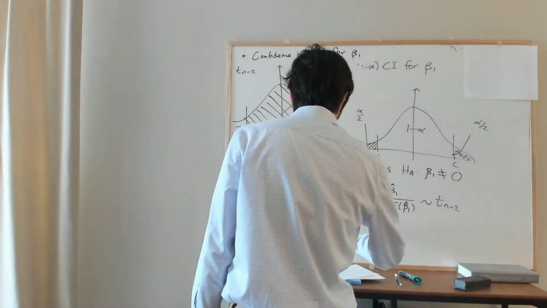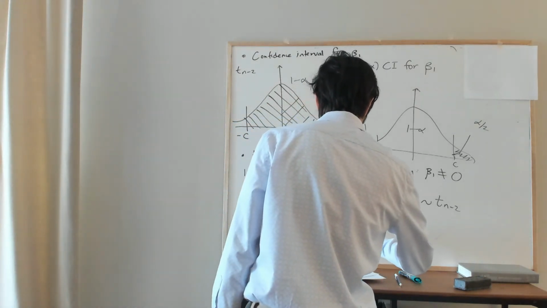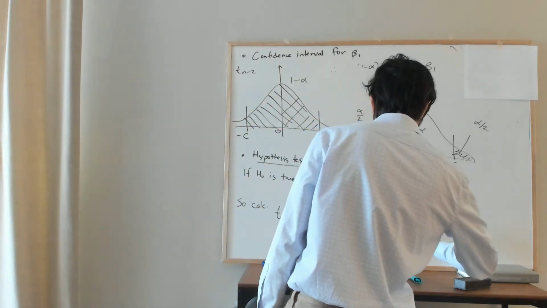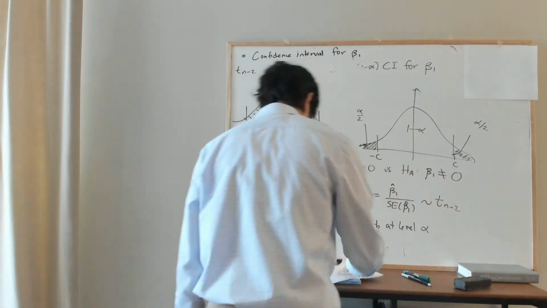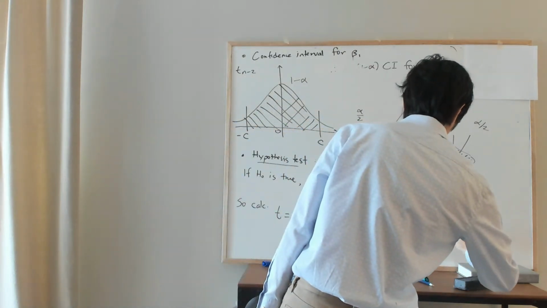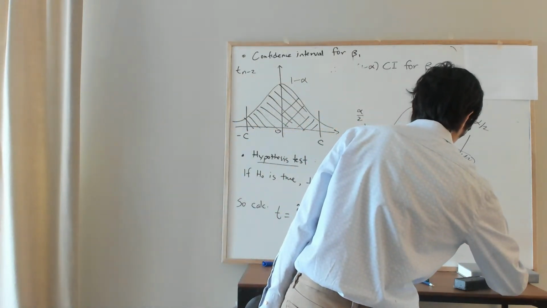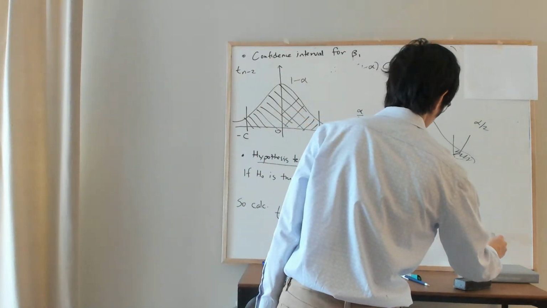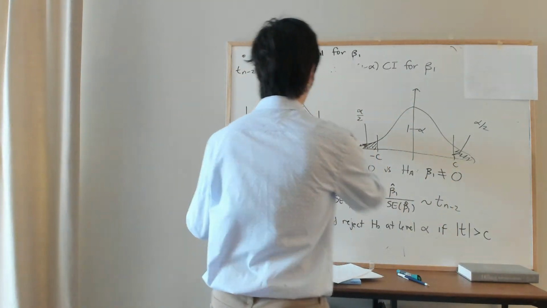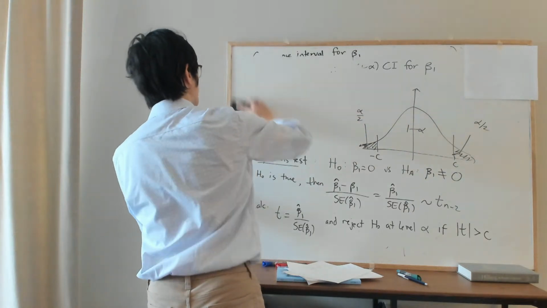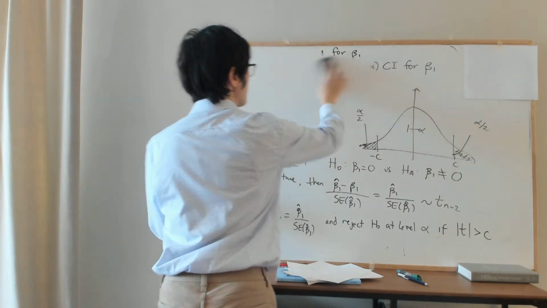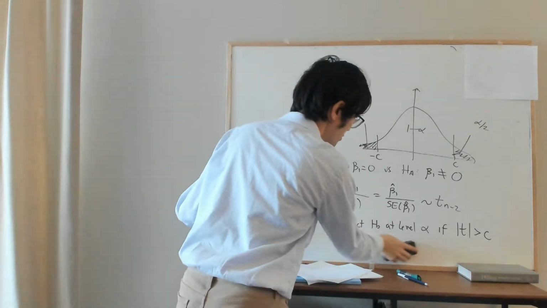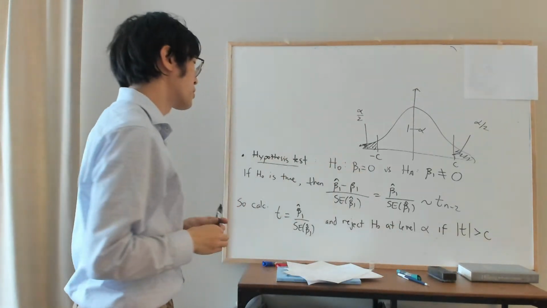Okay, so we calculate this test statistic, and then finally we reject the null hypothesis at a specified significance level. It's called alpha. If the absolute test statistic exceeds some threshold C. So again, we have to define C, and that's going to depend on the significance level alpha and also the reference distribution from which we are testing.